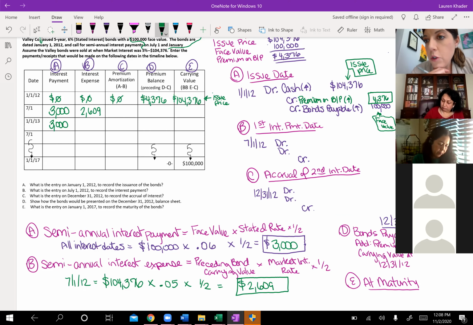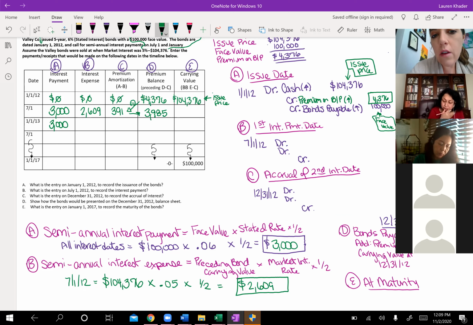The difference between interest paid and interest expensed equals our premium amortization of $391 for this period. Our premium balance is going to be shrinking over time. So 4,376 minus the 391 gives us a new premium balance of 3,985.